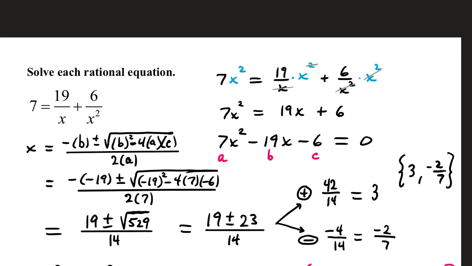The only answer you would have to eliminate if you get it at the end would be 0, because 0 and 0 squared would create 0 denominators, and that equation would not be defined. But 3 and negative 2/7 are okay because they do not create 0 denominators.